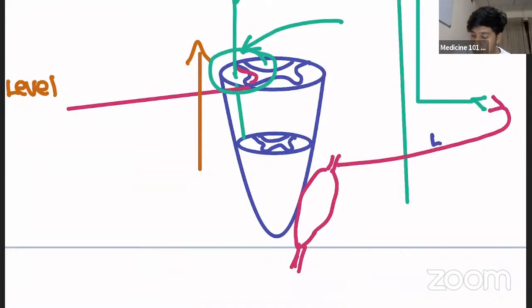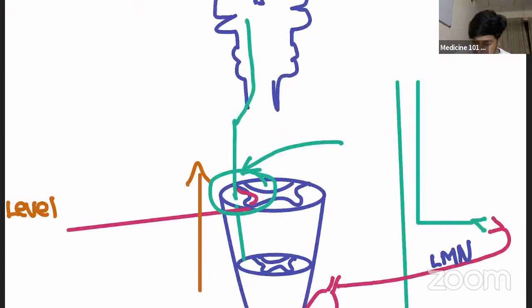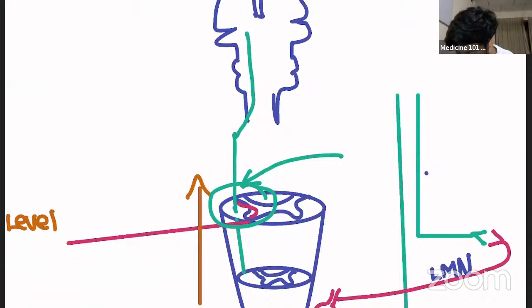this is called a lower motor neuron. Okay? That means it is at a certain level. It didn't come from the brain or the spinal cord. It didn't come from the brain. Okay? It didn't come from above. While this is considered an upper motor neuron. I just need you guys to understand this concept.